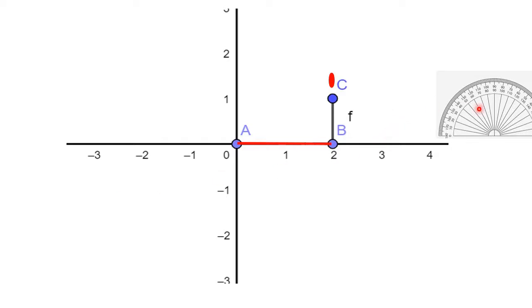Now remove the protractor and mark point at 90° as C. Here AB is perpendicular to BC.